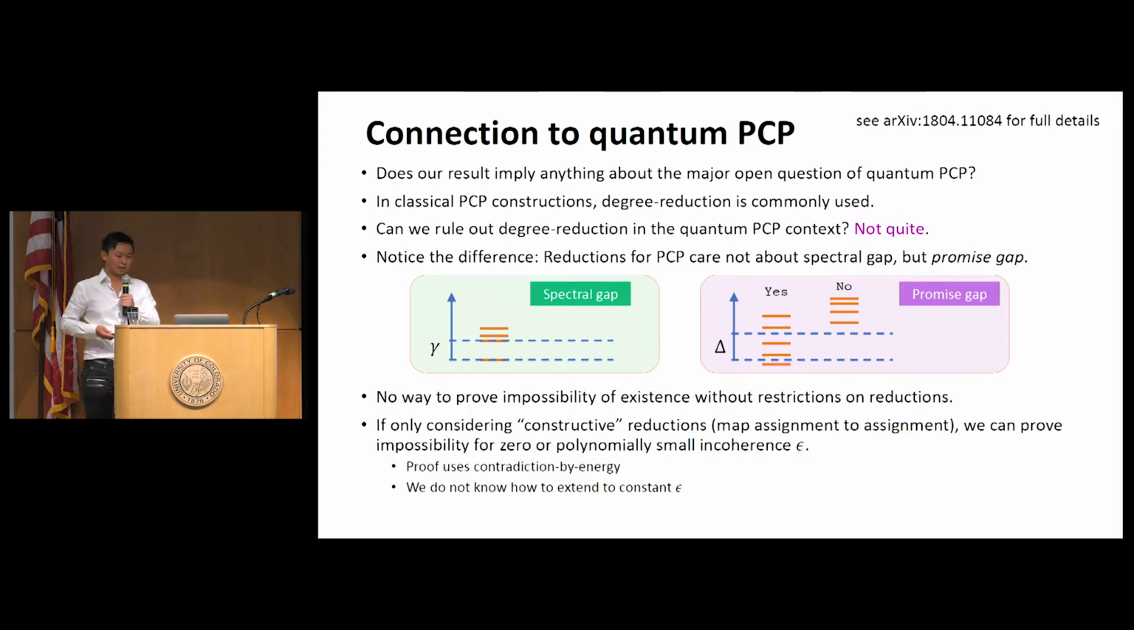But if you only consider constructive reductions, which we call reductions that basically map assignments to assignments, or in the quantum language, map states to states, we can prove that it's impossible to actually degree reduce or dilute for zero or polynomially small incoherence, and this is the same trick that we used earlier, the contradiction-by-energy trick. Nevertheless, I think that this doesn't really say much, because in the PCP context, we mostly care about constant incoherence, constant error. And we can't really extend the result to that context, because we can't really use contradiction by correlation, because there's no guarantee about the spectral gap.